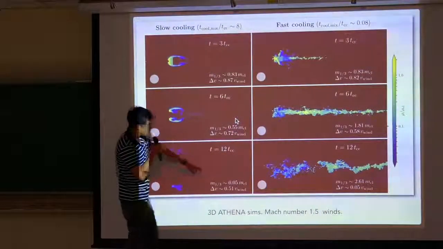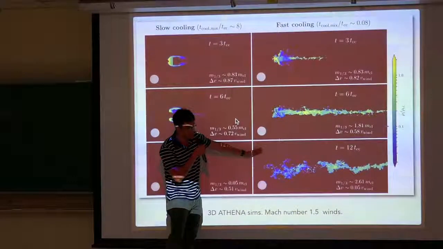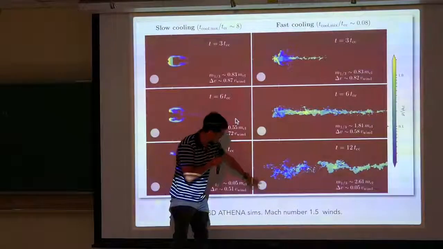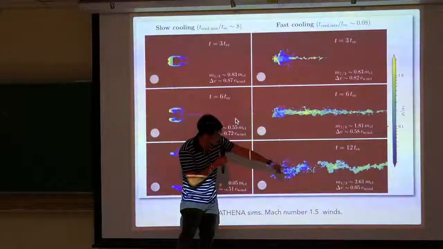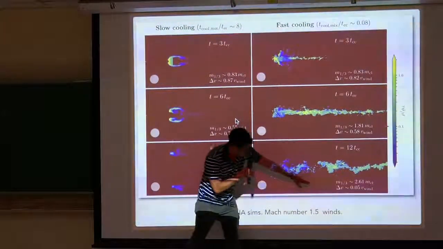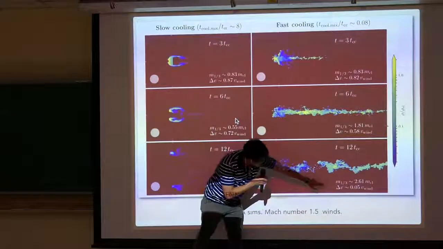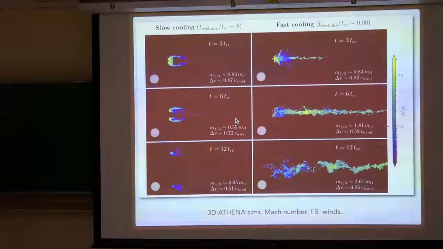And you can see that after 12 cloud crushing times, this box, this is Athena 3D, by the way, a 3D simulation, and it's not terribly high resolution, about 64 cells across the cloud, is pretty much entrained, right? The relative shear is only 5% of the wind velocity, and the cloud has grown in mass by a factor of 2.5.